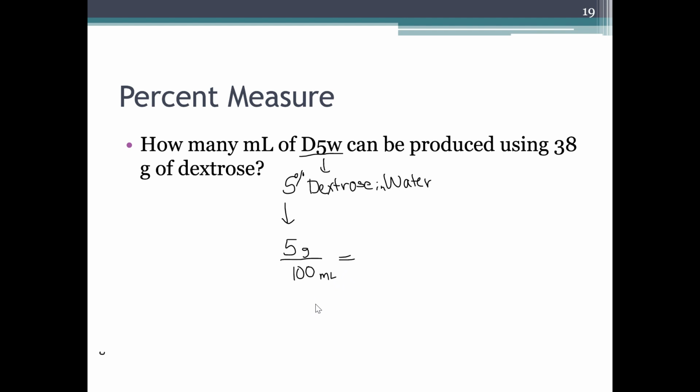In the proportion strategy, I need to match what's on the top of both fractions and what's on the bottom of both fractions as far as concept. And so in the problem, I've also been given 38 grams of dextrose. So that's going to go on the top of the fraction. And the question asks me how many milliliters, so the milliliters is my unknown amount, which goes on the bottom of the fraction.